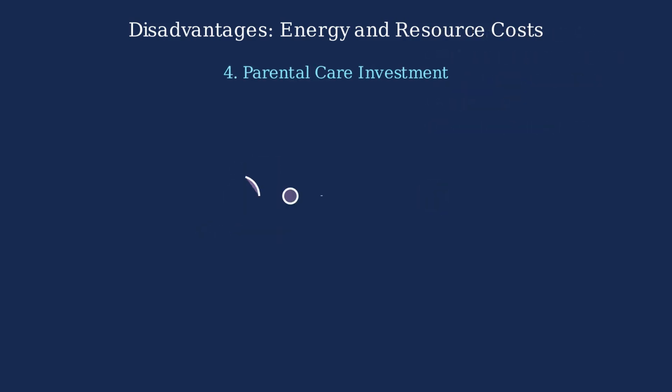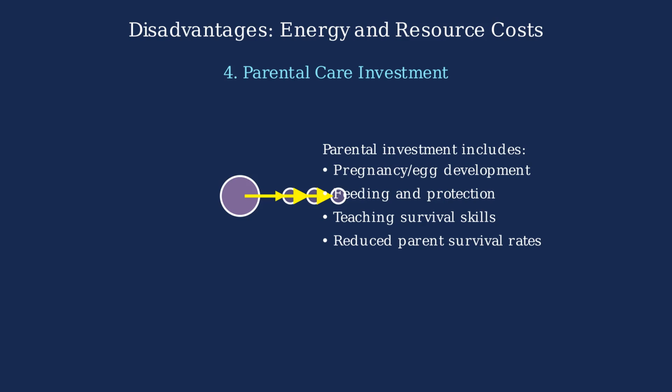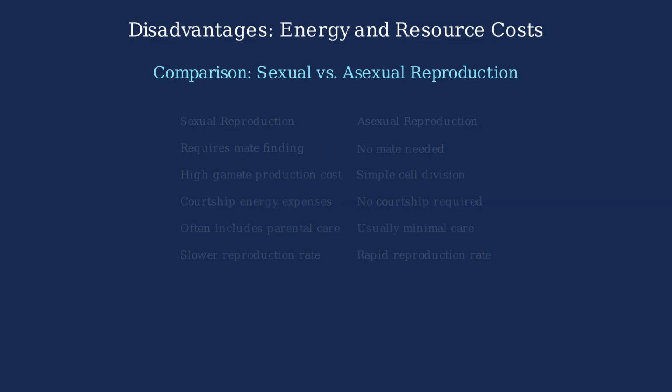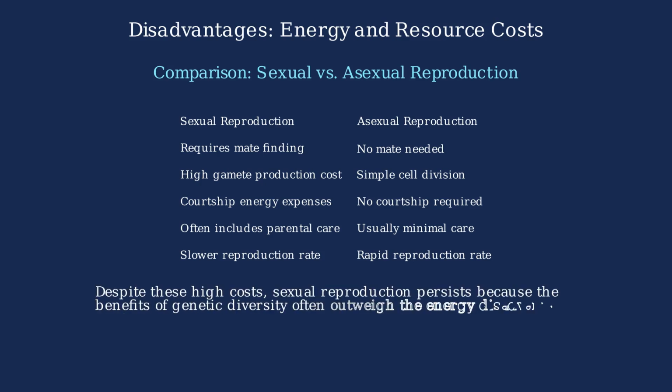After reproduction, many organisms invest additional resources in parental care. This includes the energetic demands of pregnancy, nursing, protecting offspring, and teaching survival skills. When compared to asexual reproduction, sexual reproduction is significantly less efficient in terms of energy and resources. Asexual organisms don't need to find mates, engage in courtship, or produce specialized gametes. Despite these substantial energy and resource costs, sexual reproduction persists in nature because, in many environments, the genetic advantages outweigh these significant resource disadvantages.